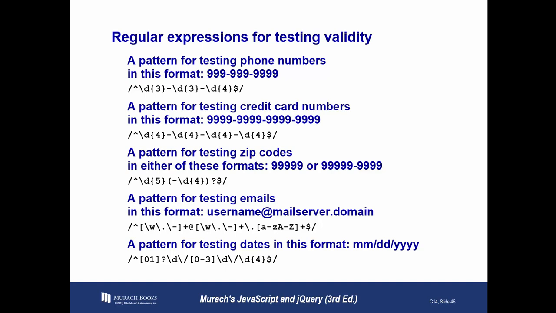Some more of the test validity here on page 424 and 425. All right. The first pattern is for phone numbers. The second one is for credit card numbers. The third pattern is for 5 or 6 digit zip codes. The fourth pattern is for emails, and that's probably the hardest to match because there's so many different derivations of email. The fifth pattern is for dates in a month dash date dash year format.